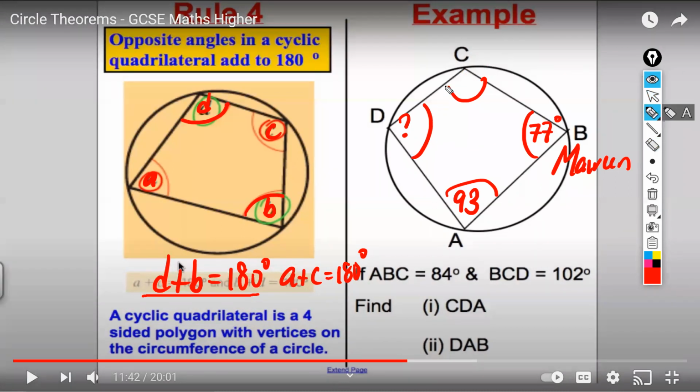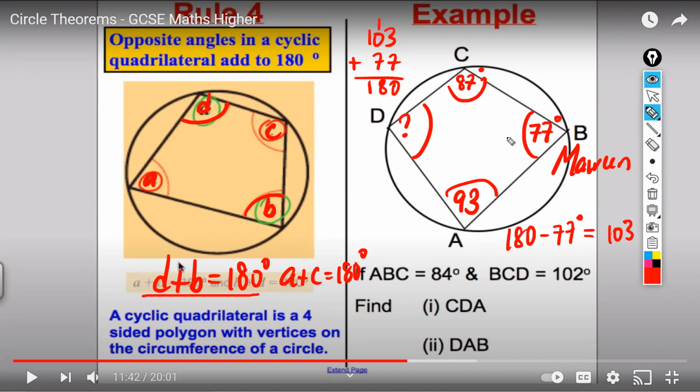Is it 143, sir? Well, it would be 180 minus 77. Yes. So it would be 103. Yes, because 103 plus 77 will give us 180. Yeah, 103. Yes. All right. Don't worry, Maureen. Well done. 103. All right. Cool. So we're good.